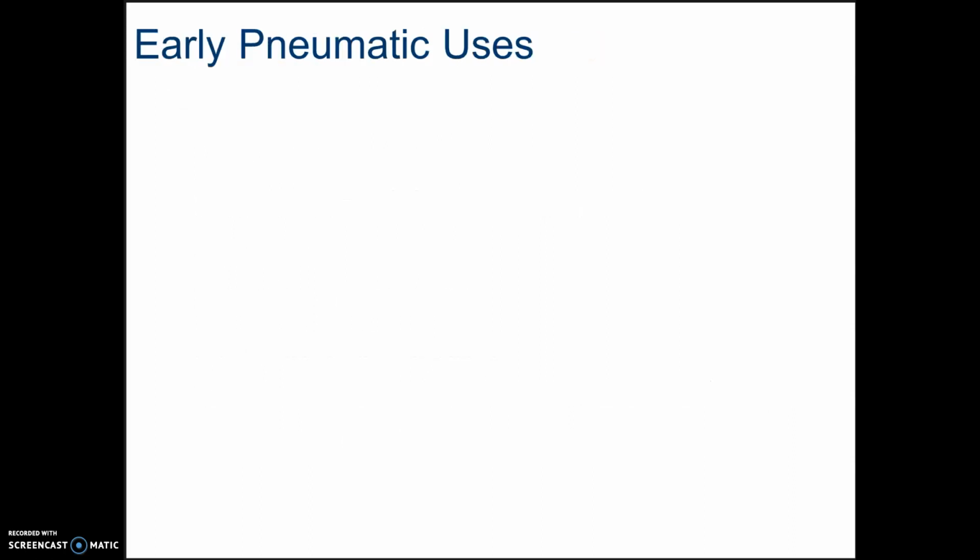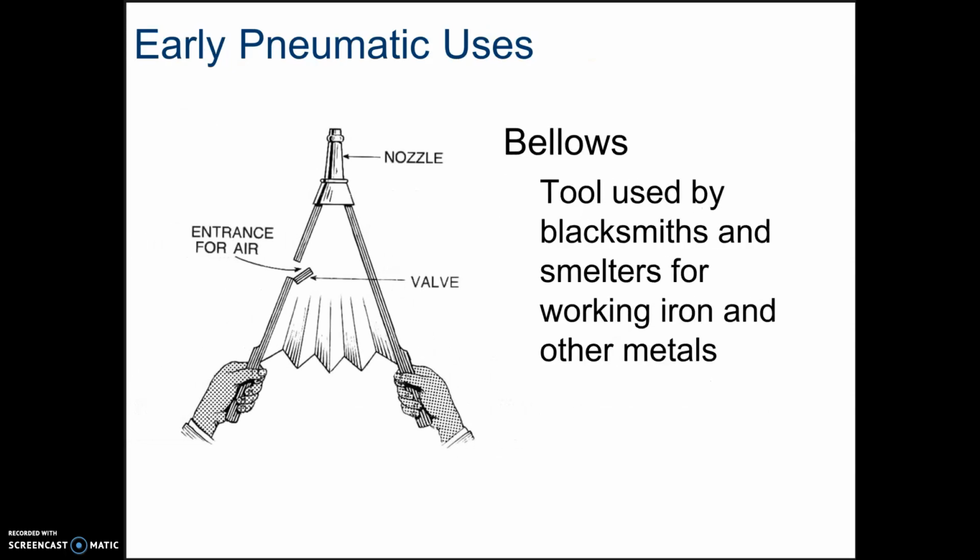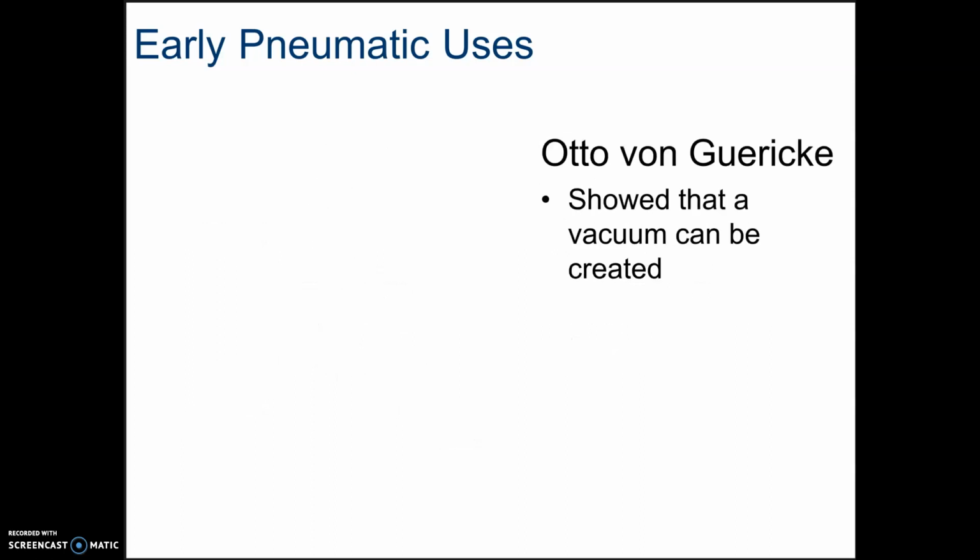Some earlier uses of pneumatics, for example, were something you may recognize, a bellows. This was a tool used by blacksmiths and smelters, for people that work with melting iron and metals. And this essentially allowed them to blow air into the fire to make it hotter, right, or fuel the fire.